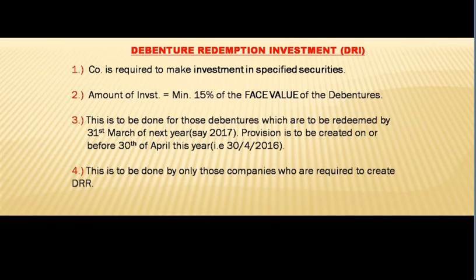Now when this investment is to be made, this is to be done for those debentures which are to be redeemed by 31st March of next year, say 2017. The provision is to be created on or before 30th April of this year, that is 2016. So the debentures which are redeemable on 31st March 17, for those debentures the provision is to be created on or before 30th April this year, that is 30th April 2016. This means we have to invest in the specified securities on or before 30th April 2016.